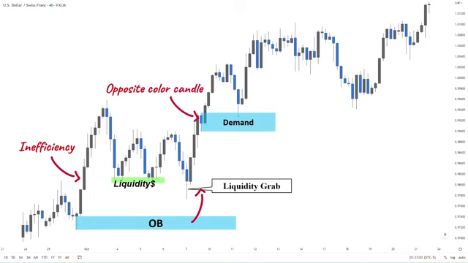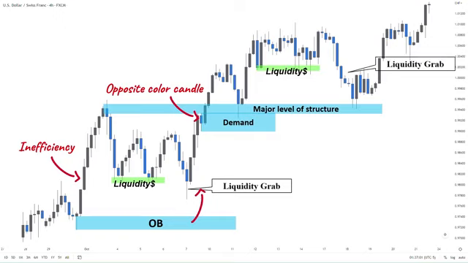Here, we had an opposite color candle that created inefficiency, which would have been a perfect demand level for trading. At the top, we had a major level of structure that recently acted as both support and resistance multiple times. Again, a perfect trading opportunity for buyers.